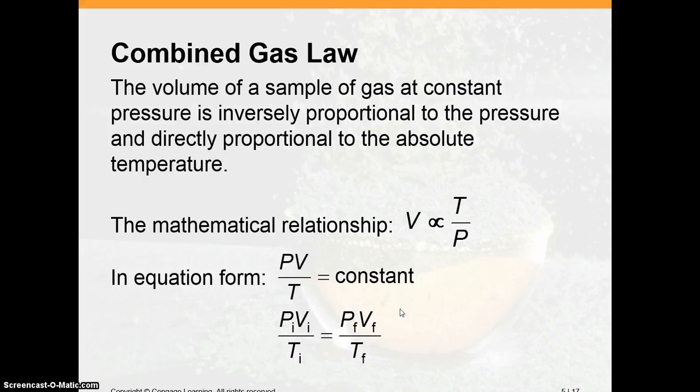The combined gas law is probably more useful than really knowing either Boyle's or Charles', because you can use this in place of the others. This allows you to change two variables instead of just one. If you're using this and the volume doesn't change, you would just leave it out. If the temperature doesn't change, just leave it out. If the pressure doesn't change, just leave it out, and you can get any of the gas laws that you would need.